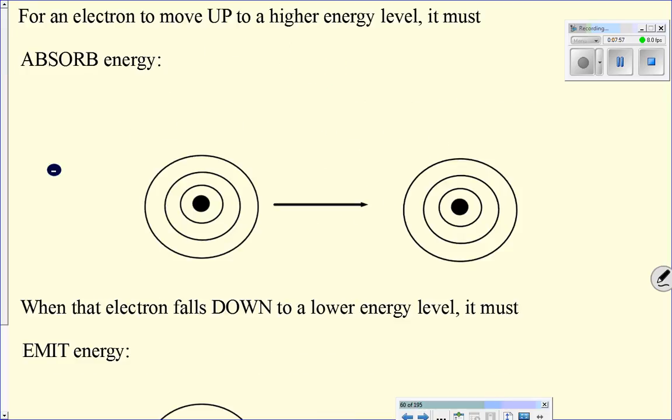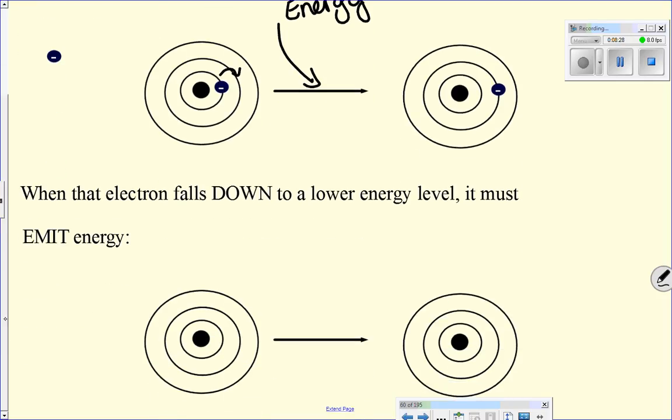For an electron to move up to a higher principal energy level, it has to absorb energy. So I'm going to put a couple of electrons on here, or actually I'll just use the one right there. For an electron to move from here to here, energy was actually put in in the form of heat or electricity. And now that electron's at a higher energy level, it's farther from the nucleus, and it has more energy now.